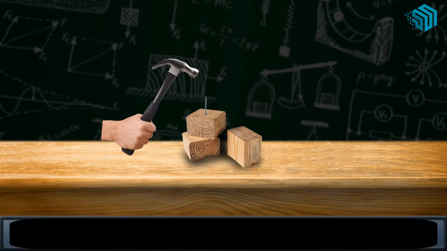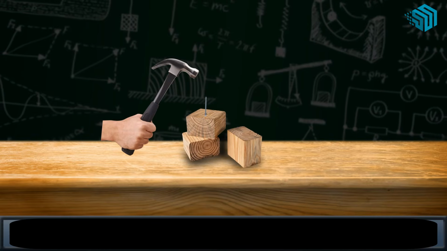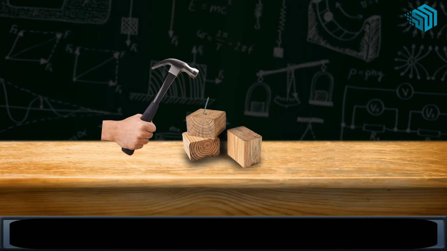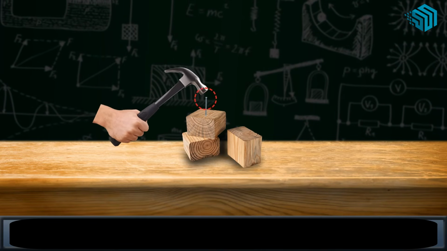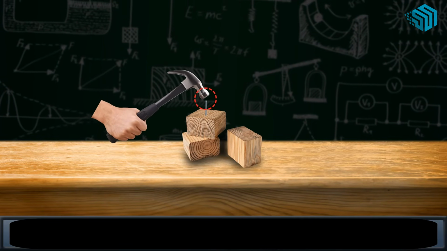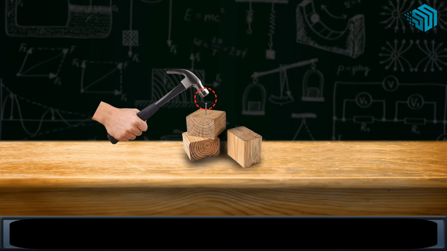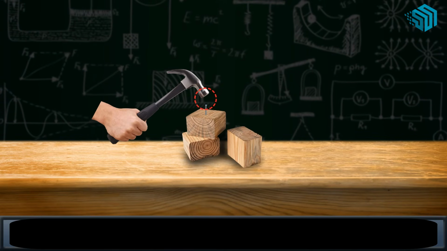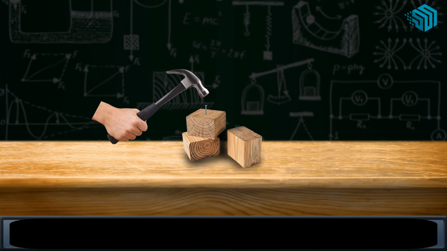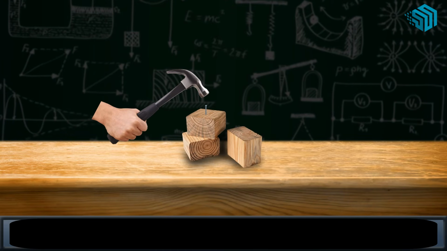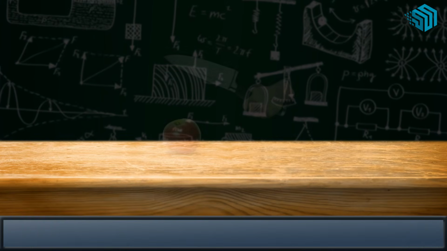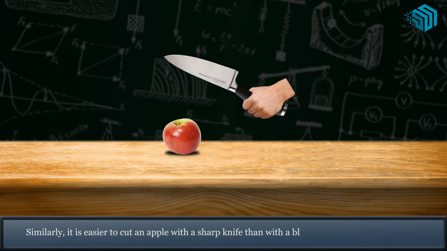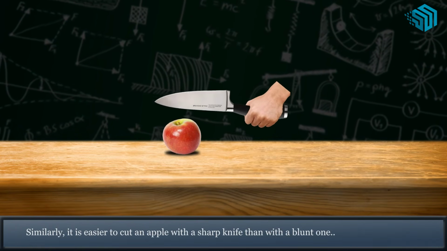In the first case, as the nail was blunt, larger is the area of contact with the wood, so the lesser is the pressure. In the latter case, when the nail was fixed with its sharper point, lesser is the area of contact with the wood. Therefore, greater is the effect of pressure. Similarly, it is easier to cut an apple with a sharp knife than a blunt one.